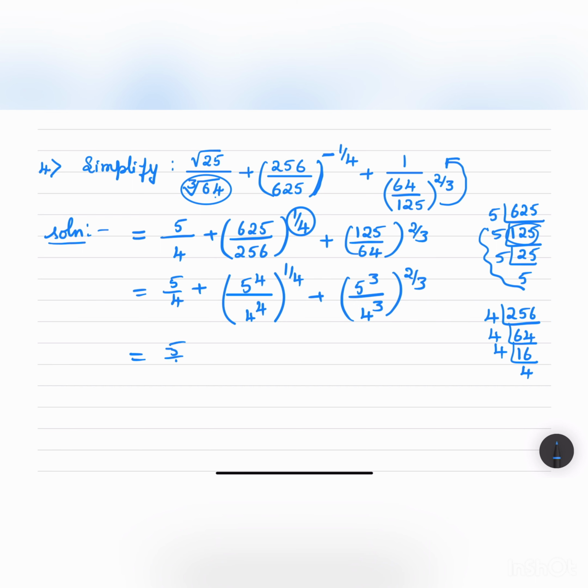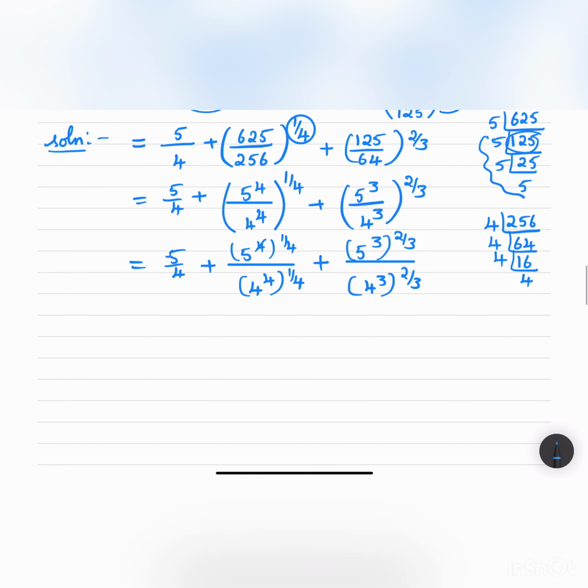Now let us simplify this further. If we simplify this further, we are getting 5 to the power 4 whole to the power 1 by 4, over 4 to the power 4 whole to the power 1 by 4. This power 1 by 4 is applied to 5 power 4 and 4 power 4, both numerator and denominator. In the same way, this term also has to be written as we have written the previous one.